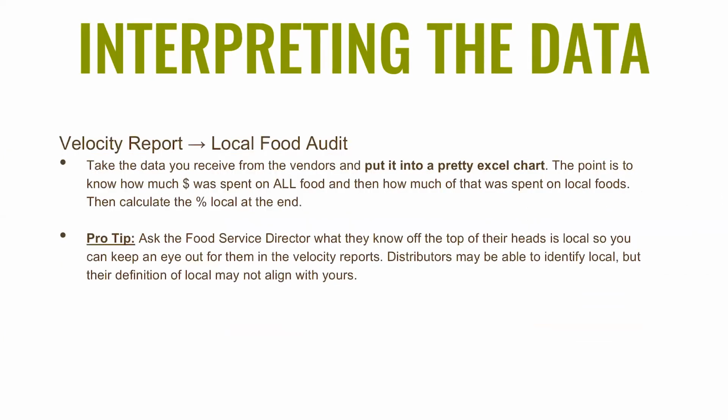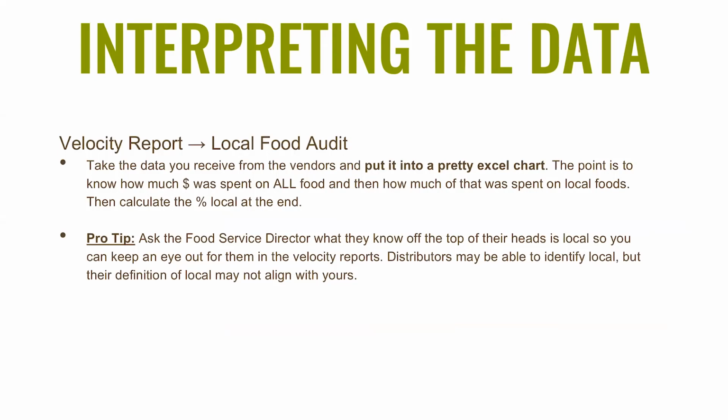So after you've taken a look through the velocity report, I want to talk a little bit about how to turn it into something that's more useful for you, which I call a local food audit. So take this data and put it into a pretty Excel chart. Actually, the pretty is optional, but I like to make it pretty just to make it easier and more fun to look at. So the point is to know how much of your dollars were spent on all food and only food, not non-food, and then how much of it was spent on local foods. And then you can calculate the percent local for each vendor and then for the total at the end.